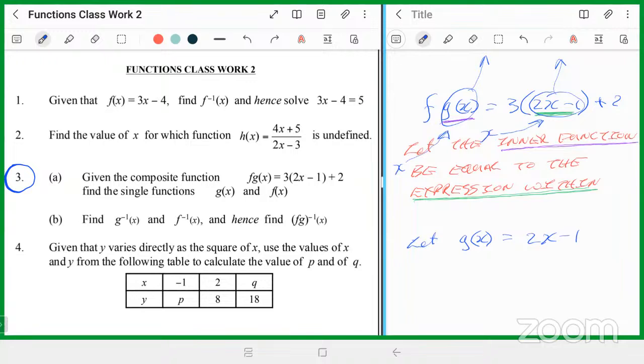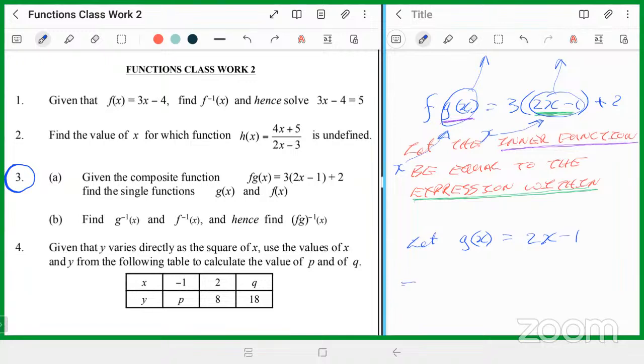Because you're doing the reverse of how you form the composite function. So take out the inner function, take out the expression within, and you replace them with x, form the outer function. So if you do this little construct that I have drawn on the paper, it's the reverse of how you form a composite function.